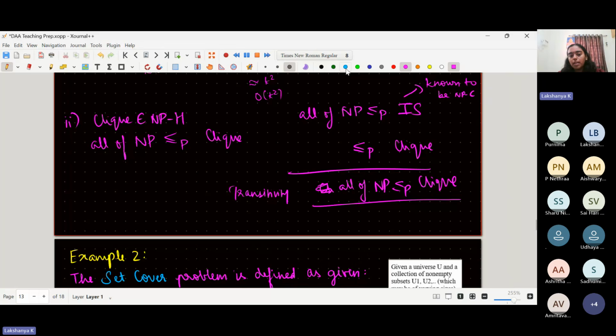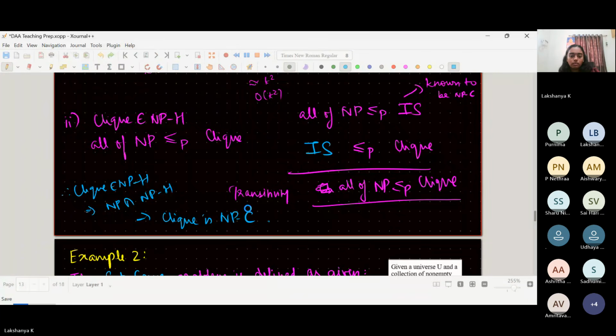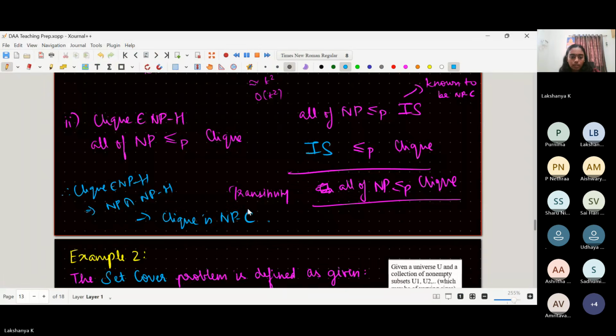And here what we did in your subdivision A or subdivision 1 is you proved independent set is reducible to clique. So by transitivity, all of NP is reducible to clique. Therefore, clique belongs to NP hard, which means it belongs to NP intersection NP hard. Therefore, clique is an NP complete problem. Clear? Any questions?